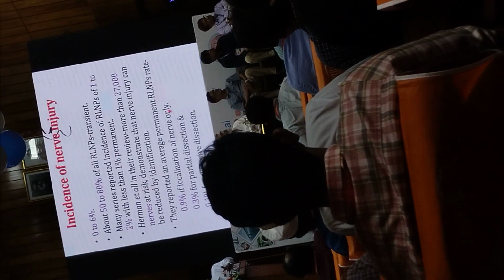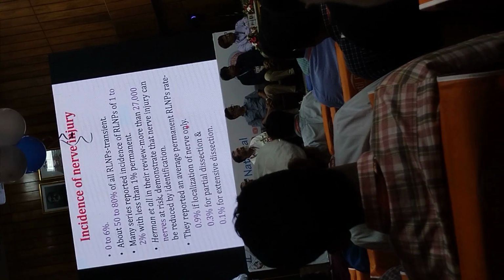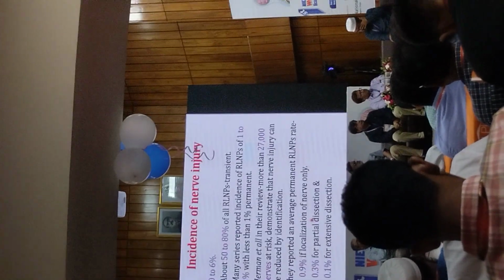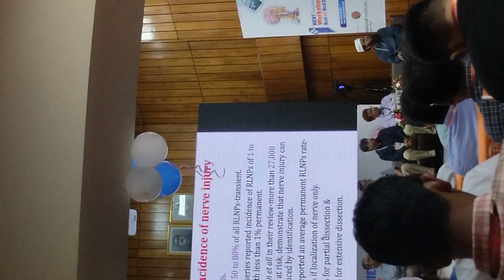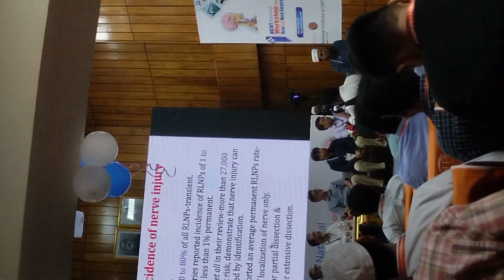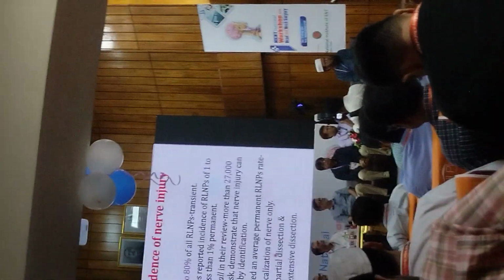So the incidence of the injury is written in the book. You know, there is a 0 to 6%, and most of them are temporary. And in a study, they show that if the surgeon only localizes the nerve, he did not identify the whole nerve, only recognizes, that means localizes the nerve, then the chance of injury is 0.9%. And if he did partial dissection, the nerve incision goes down, it is 0.3. And if a surgeon dissects the nerve in whole length, the injury chance becomes only 1%. So it is a big important issue.